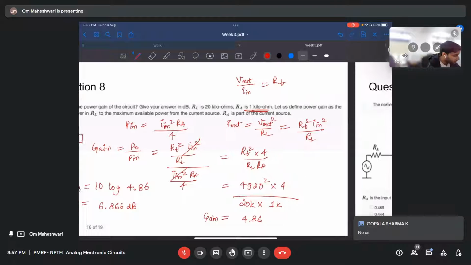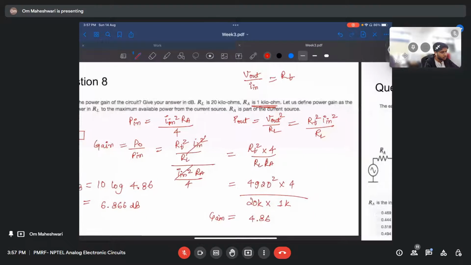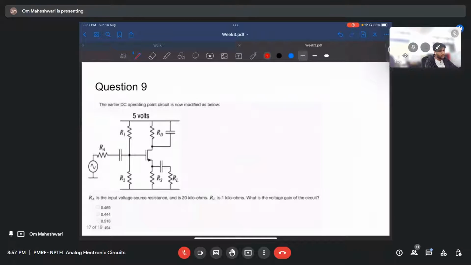If you see, the pattern of all these questions is very similar. First we calculate the gain, then we calculate the power gain. So now it is the last circuit. What we have here is gate, source, drain. We are taking input here and output here. This is common drain.